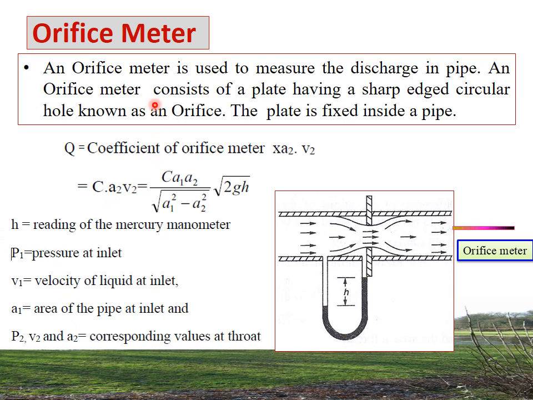The orifice meter is used for compressible and incompressible fluids, where Q equal to coefficient of orifice meter into A2 V2. That is, C into A2 V2 equal to C A1 A2 divided by square root of A1 square minus A2 square, root 2gH.